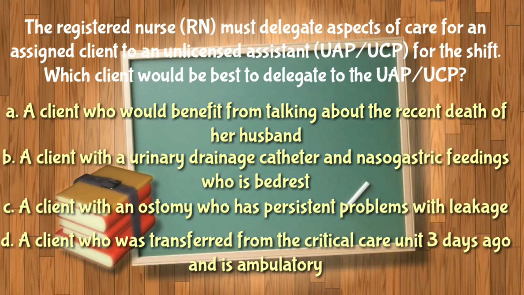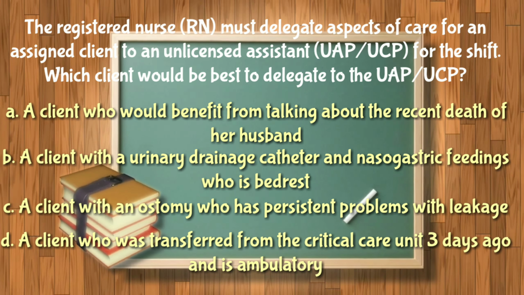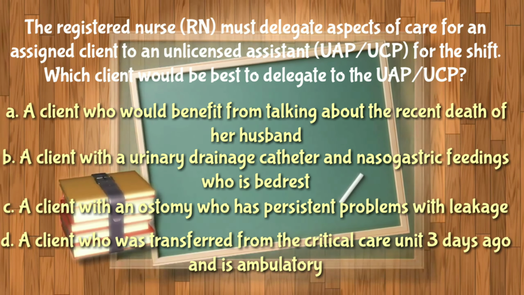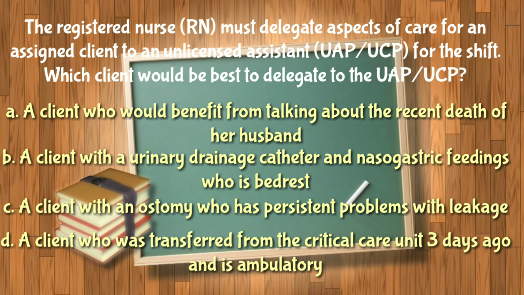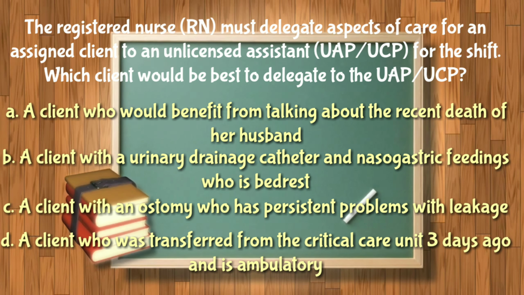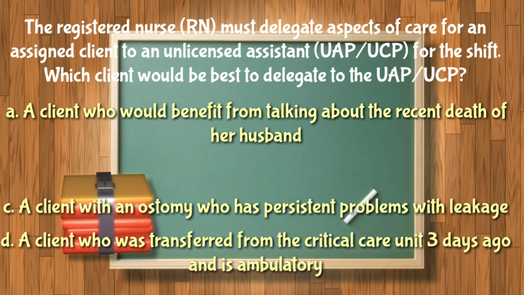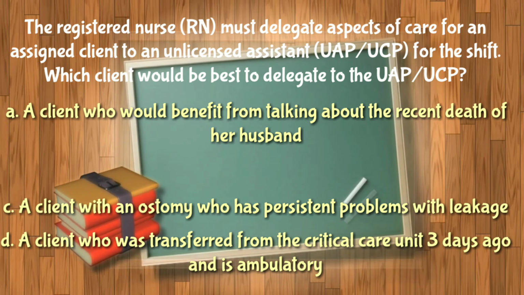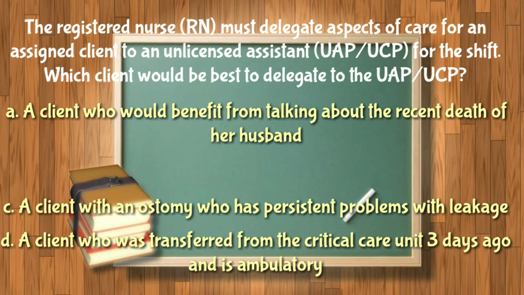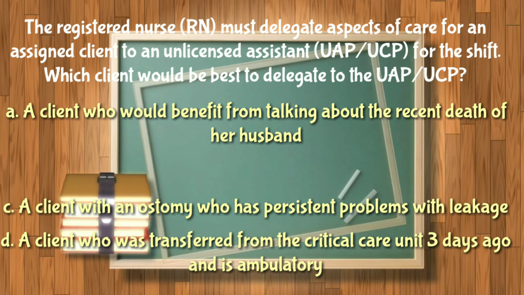The client receiving enteral feedings and is immobilized represents a more complex client who is better assigned to a licensed nurse than a UAP. That's why letter B is eliminated. And also, the client with a leaking ostomy would benefit from problem-solving innovation and is best cared for by the RN, not the UAP. So letter C is eliminated.